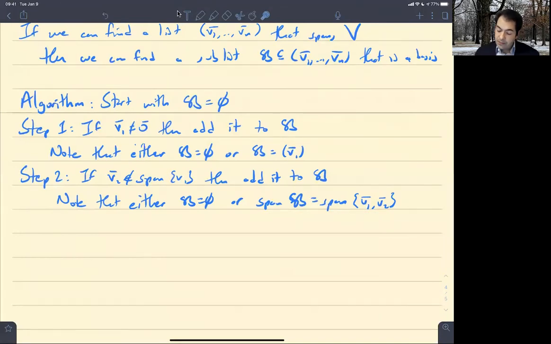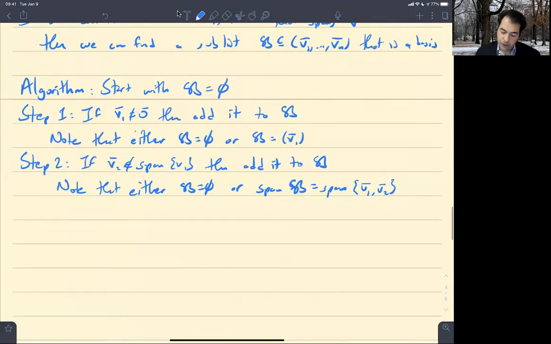If B is not the empty set and it's not equal to {V1, V2}, that means that B just has the vector V1, but also that means that V2 is in the span of V1, because otherwise I would have put it into B. So the span of B is equal to the span of V1, V2. Okay, so keep doing this.